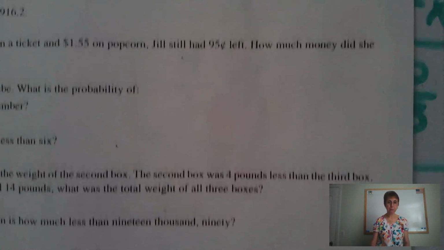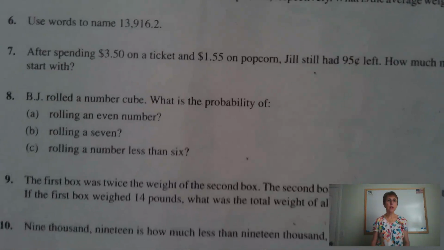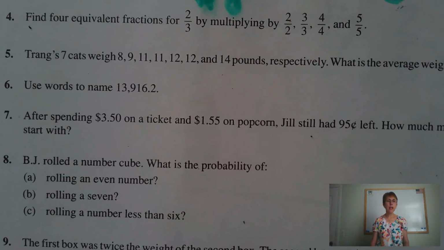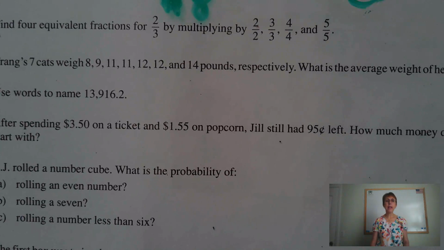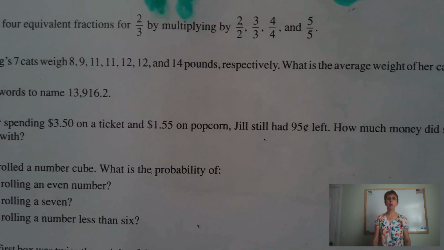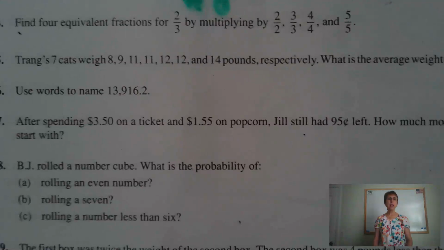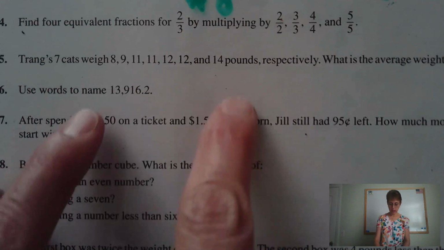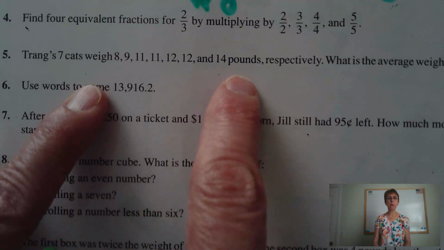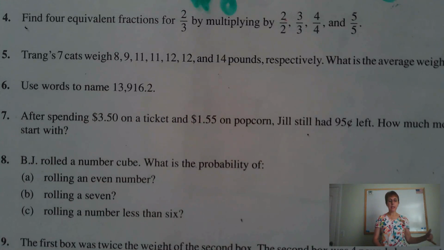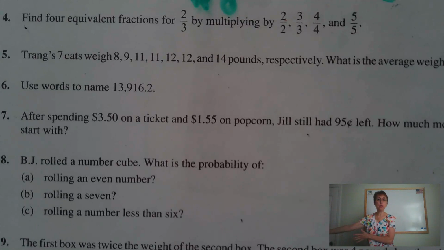Number 5. Okay, number 5. Trang's 7 cats weigh 8, 9, 11, 11, 12, 12, and 14 pounds respectively. What is the average weight of her cats? Now, usually when they use this word respectively in a problem like this, it's usually if, let's say for example, it says Trang's 7 cats, and then they listed the names of the 7 cats. And then they said weigh 8, 9, and so forth respectively.